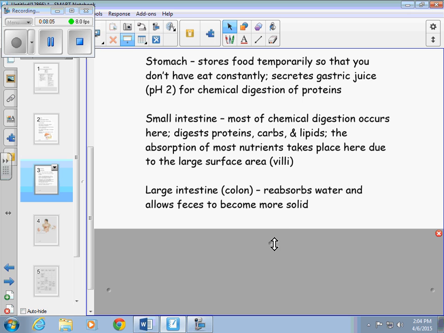Now, the large intestine: if anything gets to the large intestine, it's because your body didn't really want to use it. So the undigested material is going to end up in the large intestine along with water. The main purpose of the large intestine is to reabsorb water. Depending on how much water your body needs, if you need more water, it's going to absorb more water from the fecal material. If you don't need a lot of water, because maybe you're drinking a lot of water, it might leave some water in the fecal material.